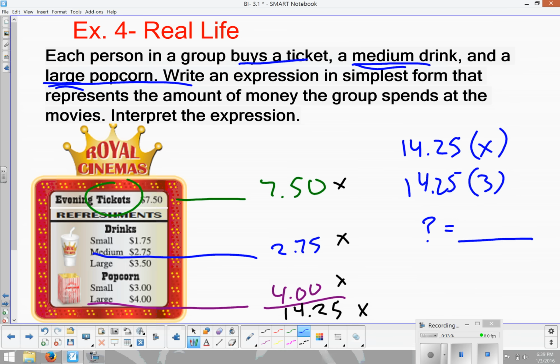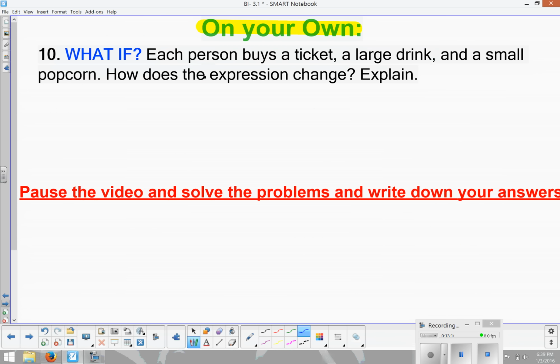Okay. Go ahead and answer number 10 on your own. Go ahead and pause the video and answer this question. Jot down any questions you may have. And this goes on the same page as your other on your own. So by now, for your homework, you should have 10 problems all on the same page. So on your own will be your homework all on the same page.